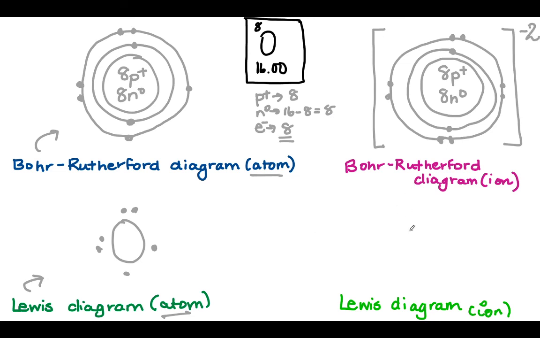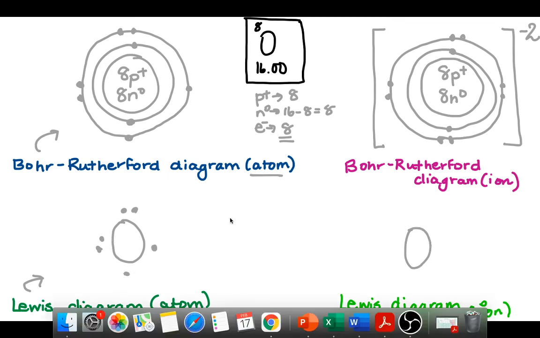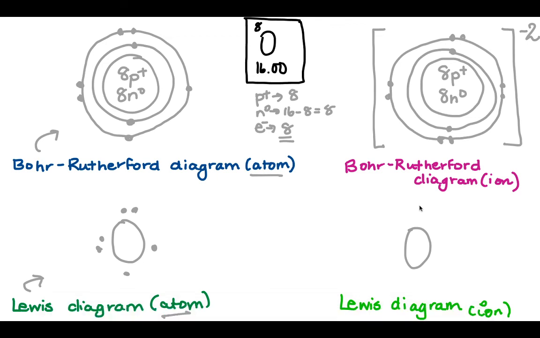Let's draw the Lewis diagram for the ion, starting off with the 6 valence electrons. Again, I want to gain 2 electrons in order for this to be full. So I'm going to draw 1, 2, 3, 4, 5, 6, 7, 8. Right? When the 6 gains 2 electrons, this is a full shell. And because I'm actually gaining electrons, I would draw all of the electrons. And this has a charge of -2. So that's how you draw the Bohr-Rutherford diagram for the ion and the Lewis diagram for the ion. That's it.